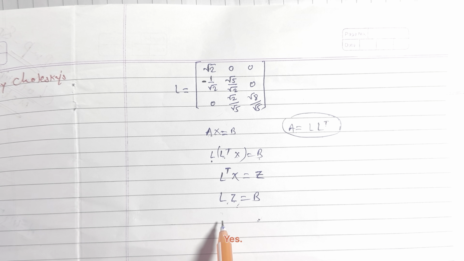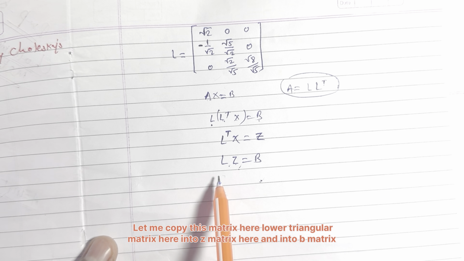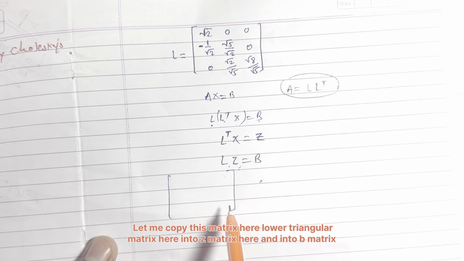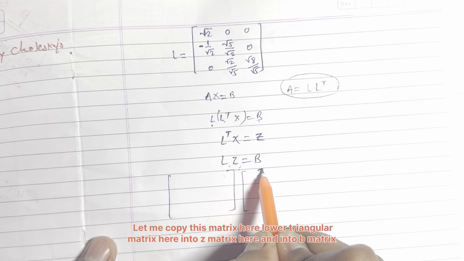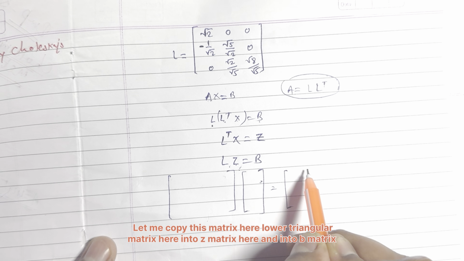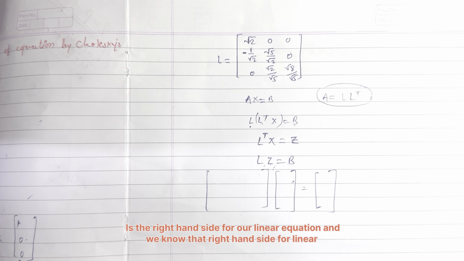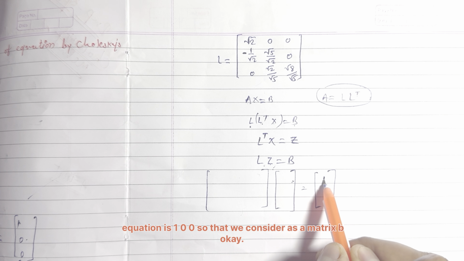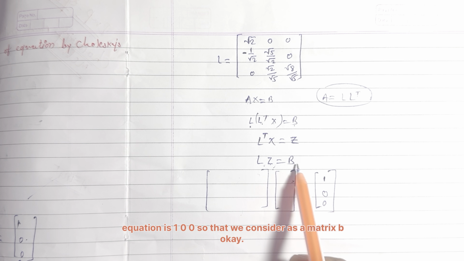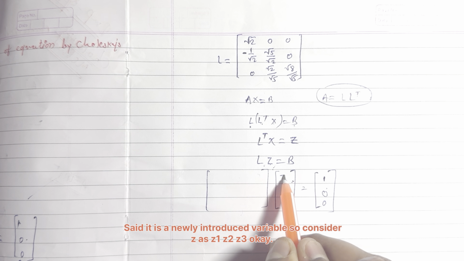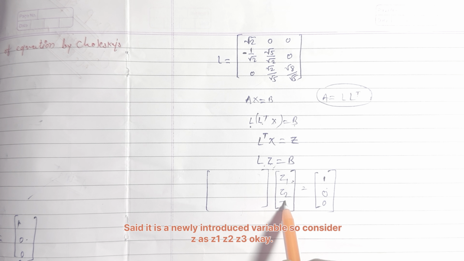It's not that difficult guys. Let me copy the lower triangular matrix here, into the Z matrix here and into the B matrix here. What is the B matrix? B matrix is the right hand side, that we already learned guys. The right hand side for our linear equation is 1 0 0, so that we consider as matrix B. Z is a newly introduced variable, so consider Z as Z1, Z2, Z3.